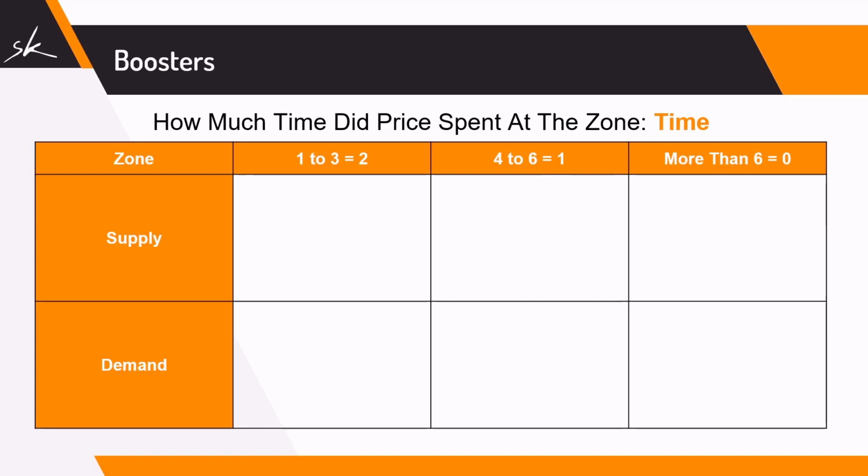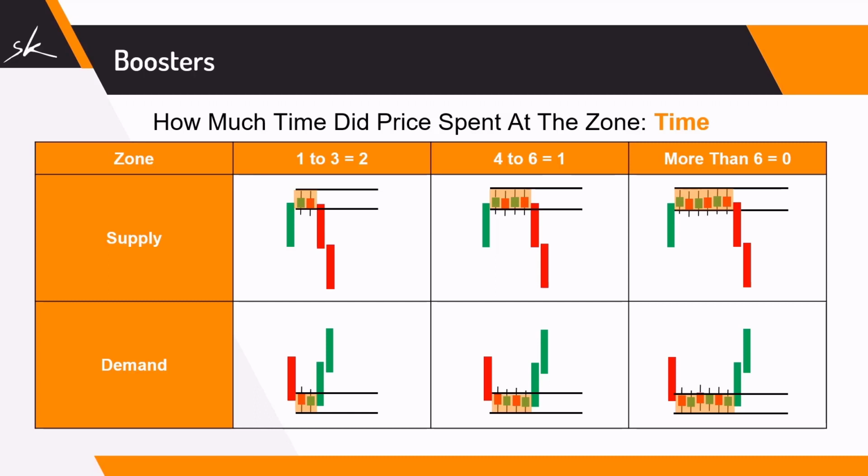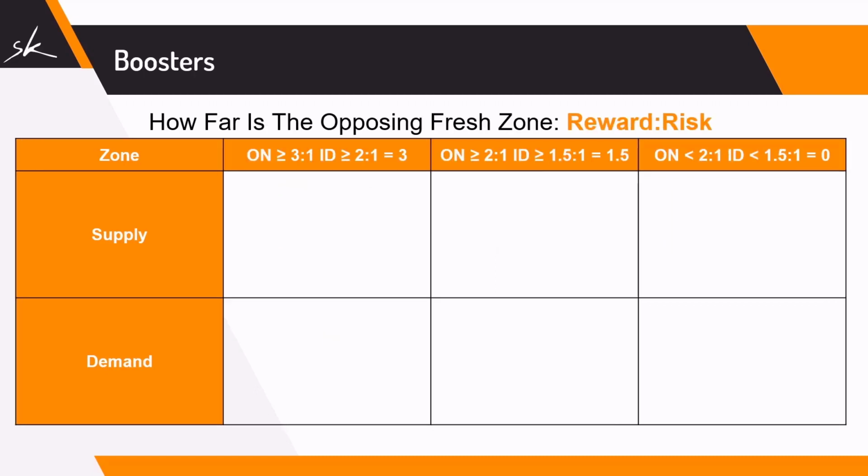If the number of candles is from 1 to 3, which means prices spent very little time in the zone, we will give it a score of 2. If the number of candles in the basing is from 4 to 6, we will give it a score of 1. And if the number of candles in the basing is more than 6, we will give it a score of 0. The last quality booster is reward to risk ratio.